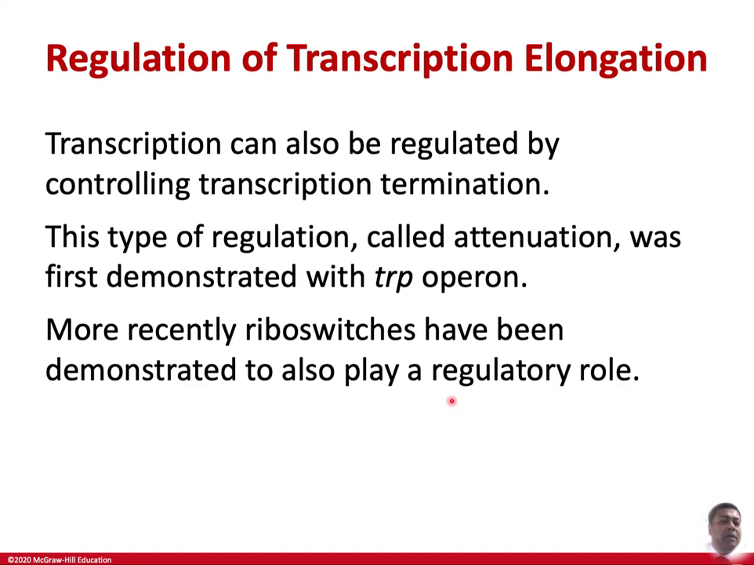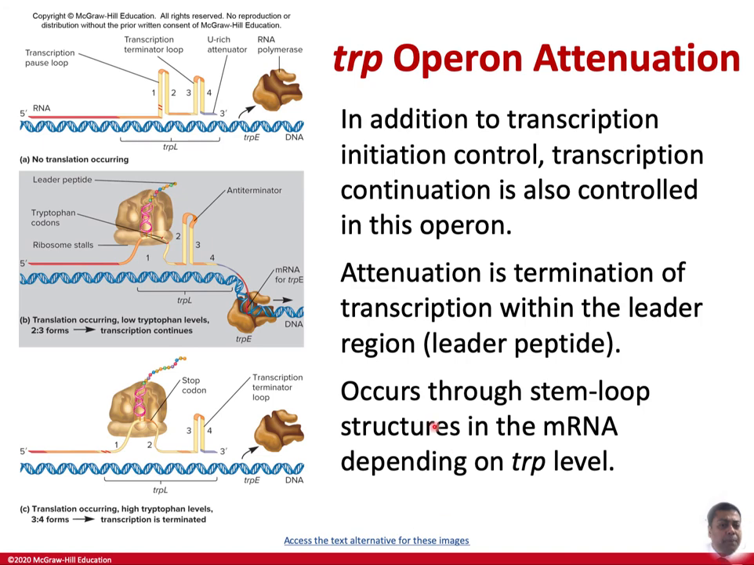This was first demonstrated with the trp operon, and more recently, the riboswitches have been demonstrated also to play a regulatory role as well. So if we are looking at the trp operon attenuation, the transcription continuation is also controlled by this operon. And this attenuation termination is within the leader region or the leader peptide and occurs through the stem loop structure in the mRNA, depending on the level of the tryptophan. So how this actually works.